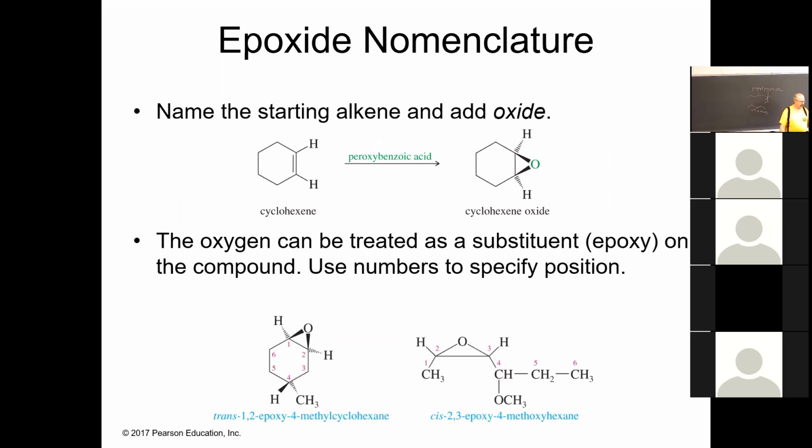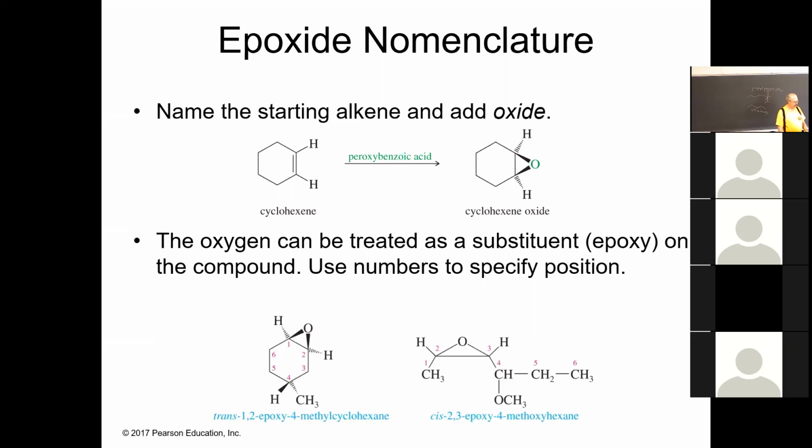Okay, looking at epoxides and their nomenclature, using the common name, we first name the alkene that it was prepared from. So we are forming an epoxide of cyclohexene, and we would call this cyclohexene oxide. In the IUPAC, there are a couple of different ways of naming epoxides.